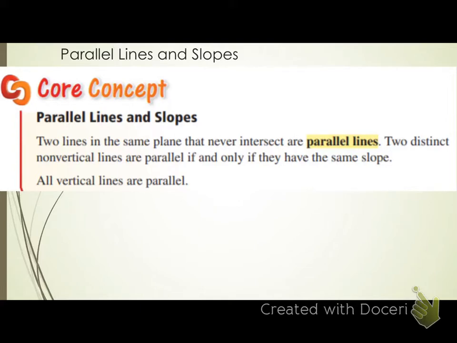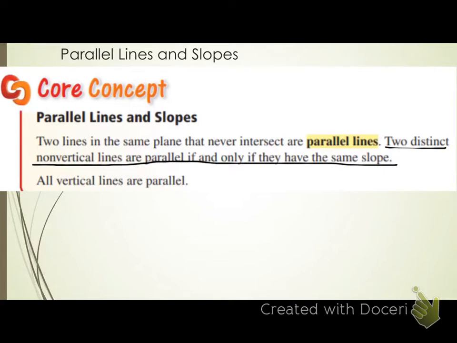We already discussed this. Two lines in the same plane that never intersect are parallel lines. You guys already knew that information, correct? Parallel lines never intersect. They never touch. Two distinct non-vertical lines are parallel if and only if, what does that last part say? They have the same slope. You need to know this information. Write that down. Two distinct non-vertical lines are parallel if and only if they have the same slope.